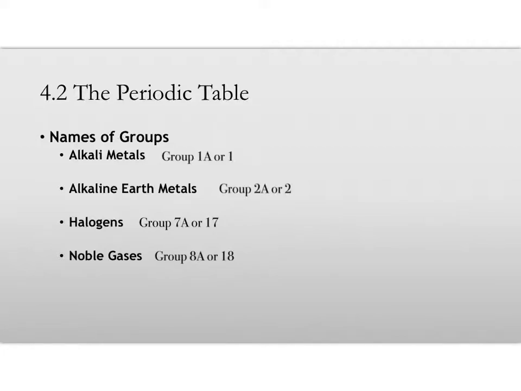All right, some names of the groups. I already mentioned them earlier, but group 1 is called the alkaline metals. Group 2 is the alkaline earth metals. It's a stupid distinguishing name from the first one, I think, but alkaline earth metals are called earth metals because you could say that they come from the earth.